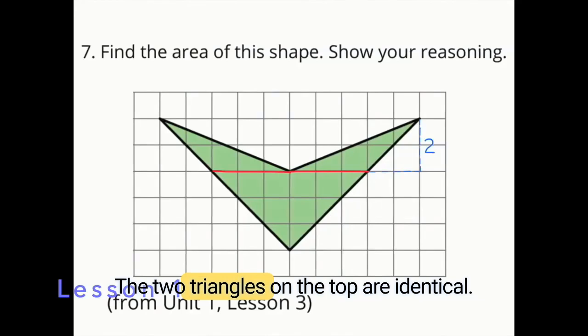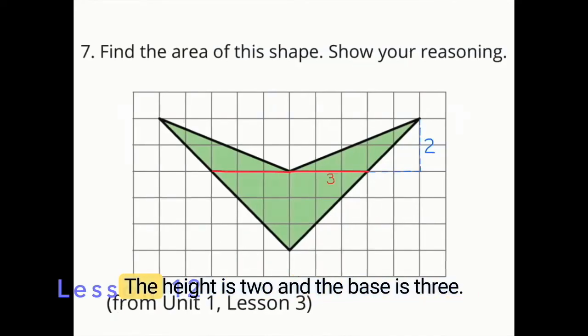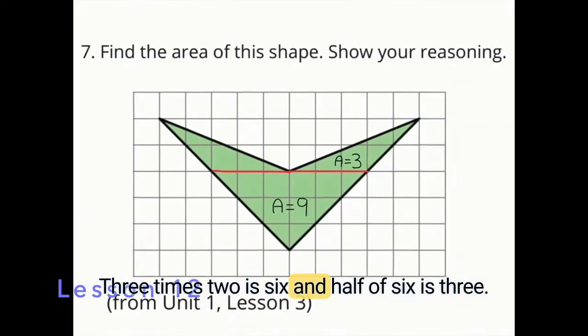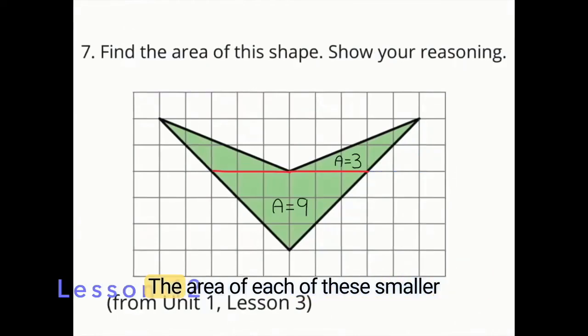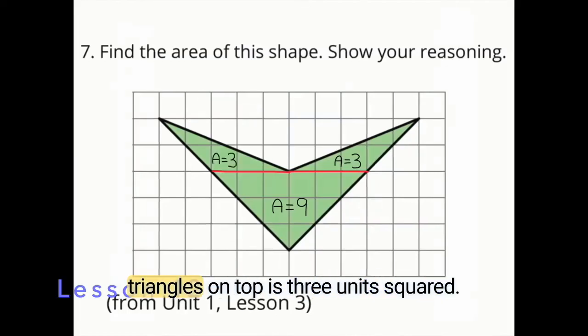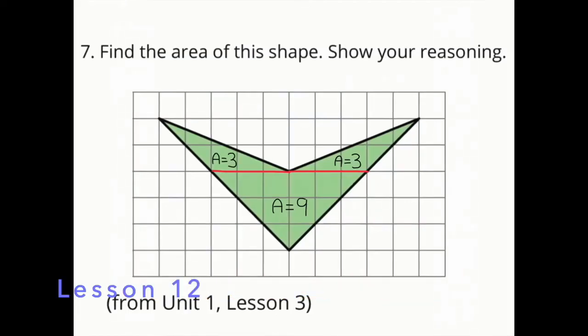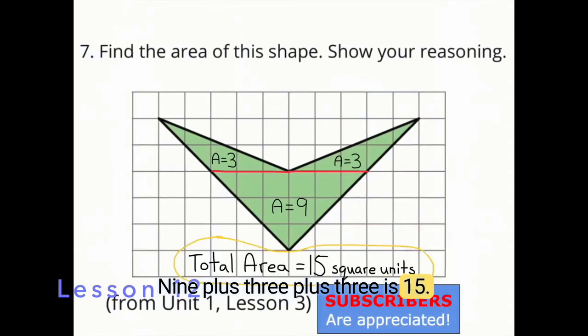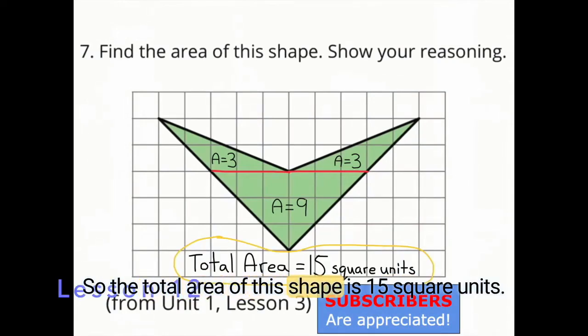The 2 triangles on the top are identical. The height is 2 and the base is 3. 3 times 2 is 6, and half of 6 is 3. The area of each of these smaller triangles on top is 3 units squared. 9 plus 3 plus 3 is 15, so the total area of this shape is 15 square units.